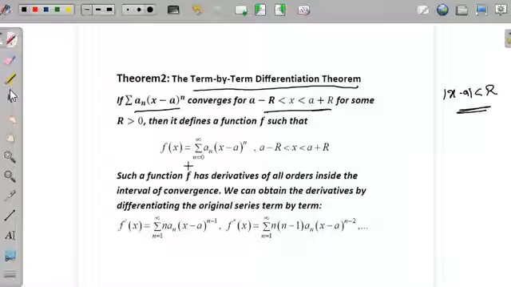This theorem says that we can take the derivative of the function, and these derivatives can be taken from inside like this.